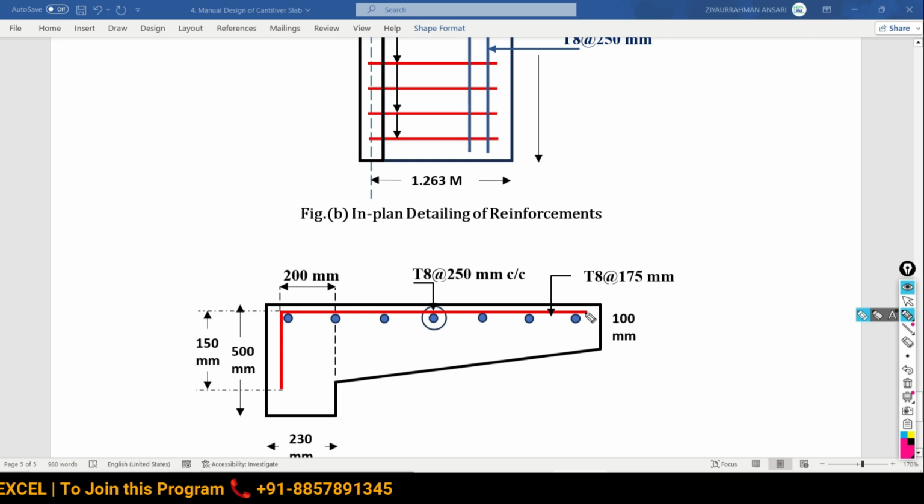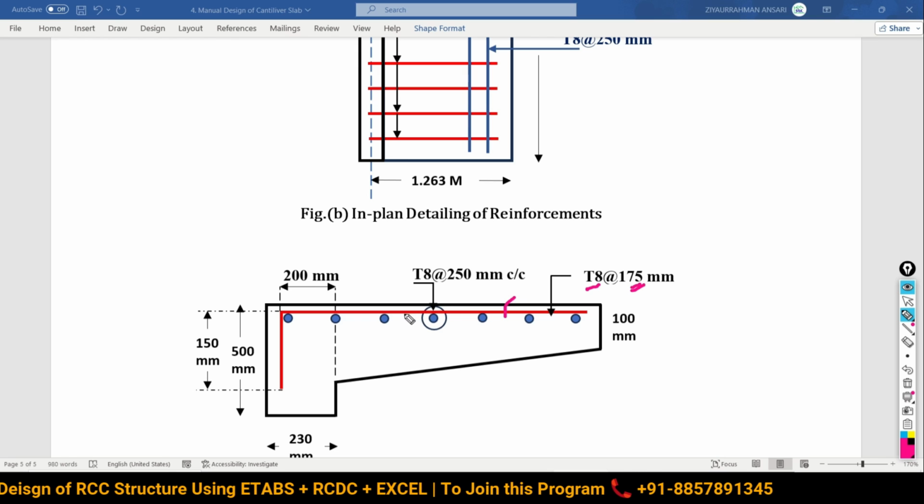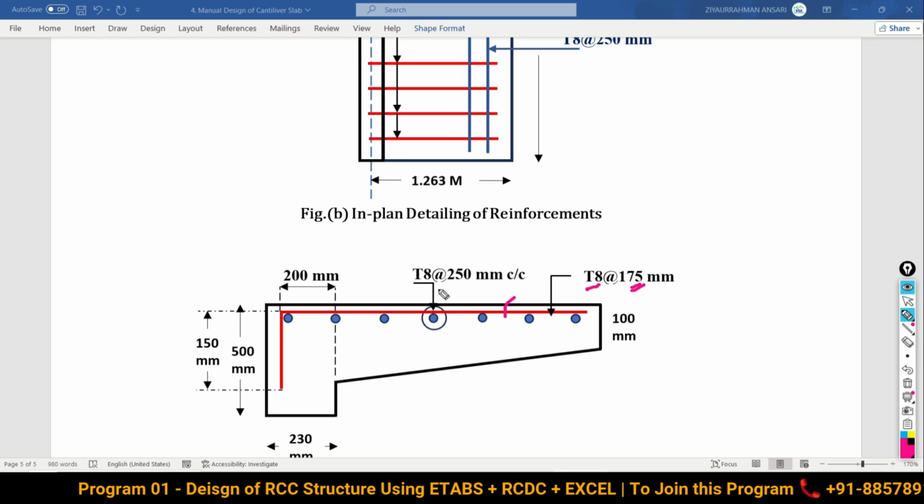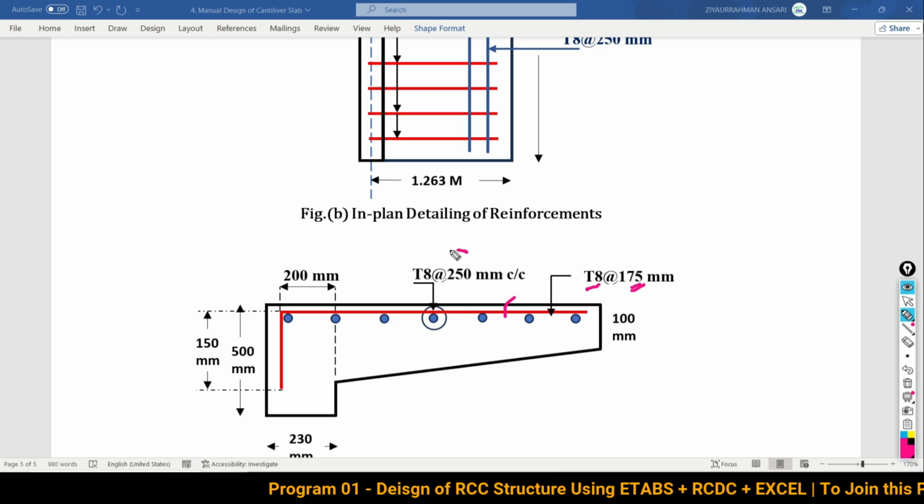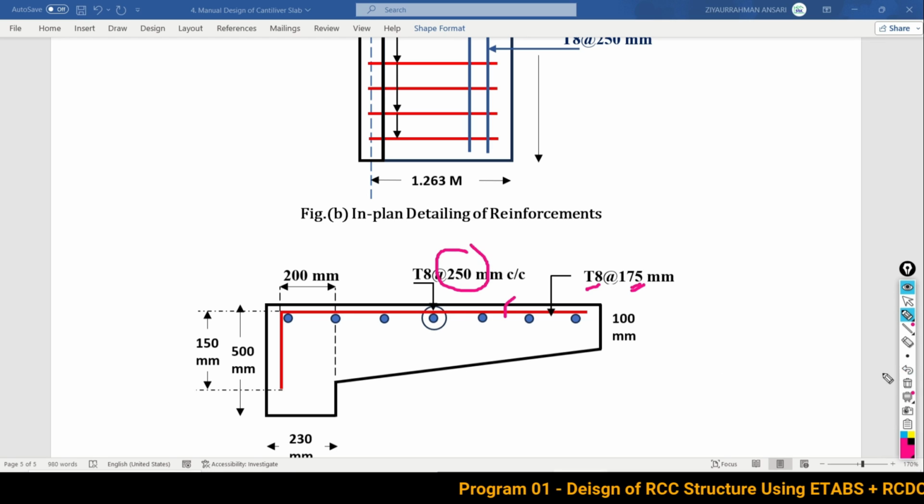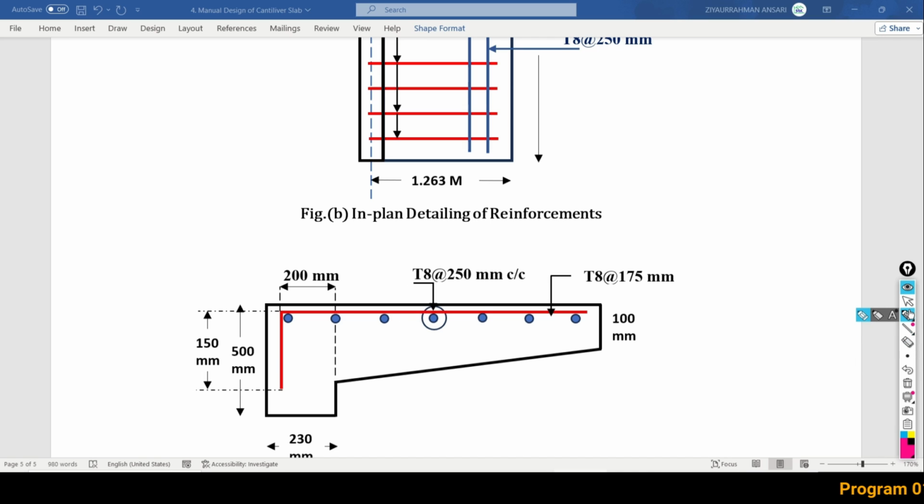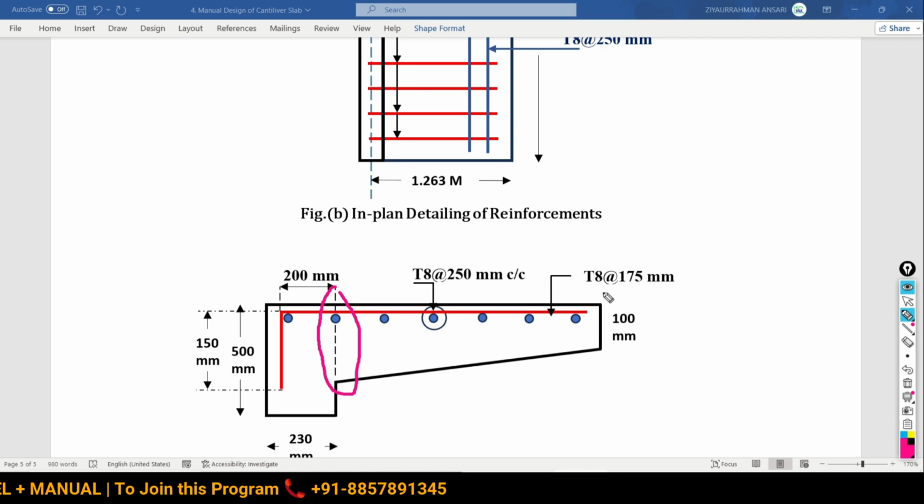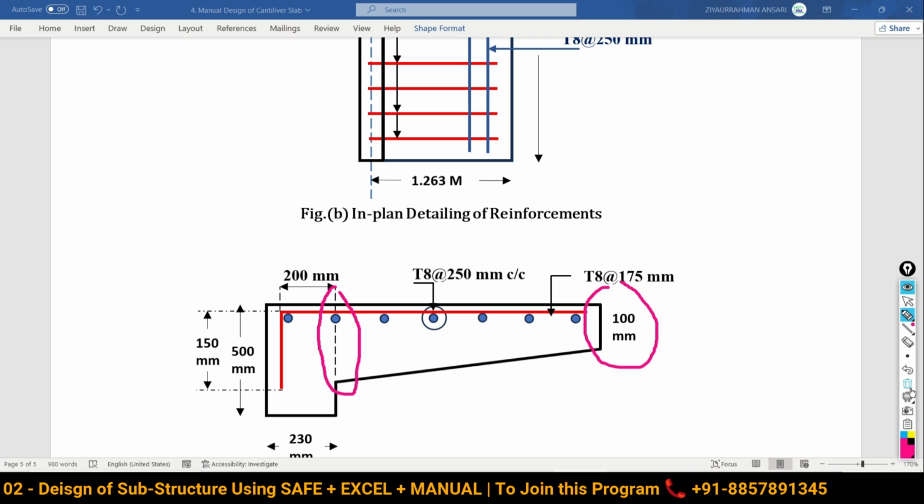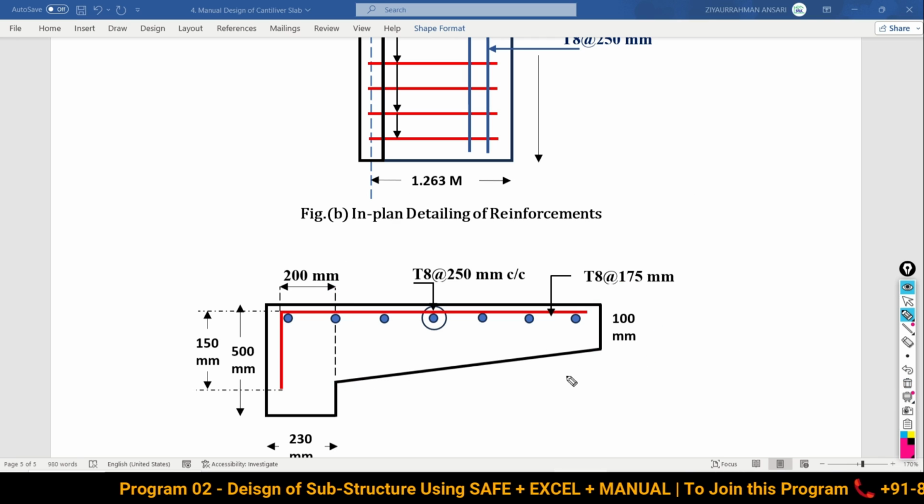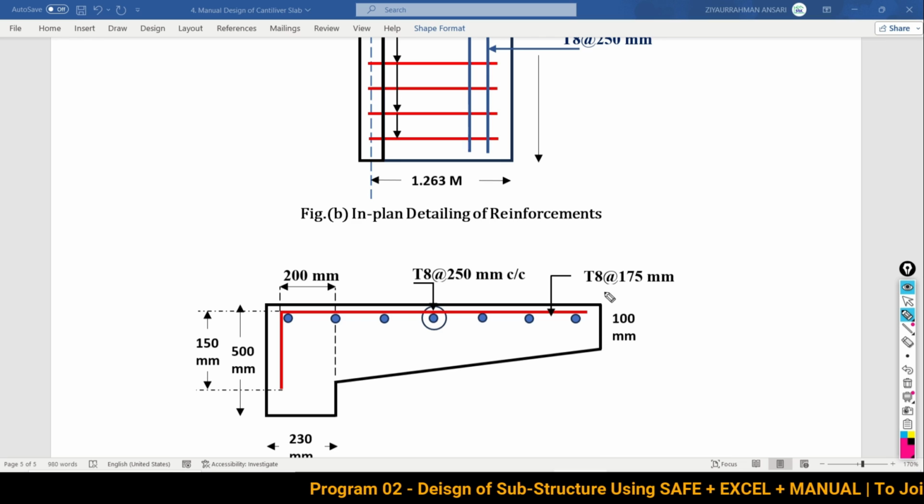So the red one is your main reinforcement, 8 mm diameter at a spacing of 175 mm center to center, and the blue one is your distribution reinforcement as 8 mm diameter at a spacing of 250 mm center to center. Now one important thing you can notice from here, we have decided to provide 150 mm depth of the slab at the support, but here towards the end gradually I am reducing the depth. Why? In calculation, I have not taken this into account, but in detailing, you can reduce it.